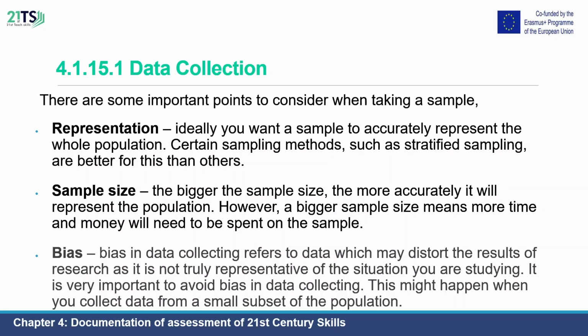Bias. Bias in data collecting refers to data which may distort the result of the research, as it is not truly representative of the situation you are studying. It is very important to avoid bias in data collecting. This might happen when you collect data from a small subset of the population. In this part, it is important to think of the percentage which can be represented of the subset of the population.